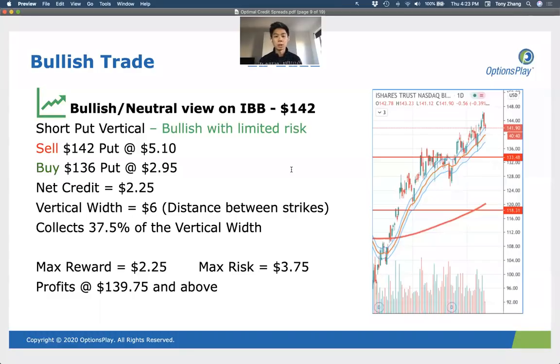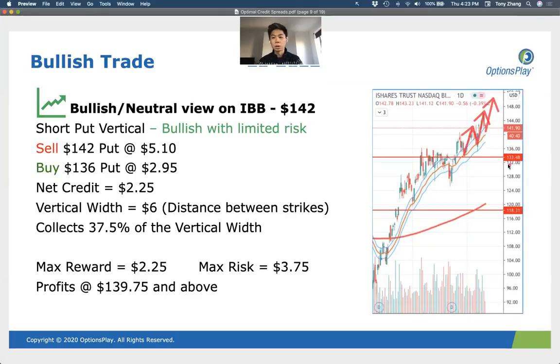We're going to talk about the bullish credit spread first. This is when we have a bullish to neutral view, and I'm using IBB here. This is an older chart of IBB when it's clearly in a strong uptrend. What I particularly looked for was small reversals during this uptrend, because every time it declined a little bit towards that 20-day moving average, that became the subsequent reversal higher.